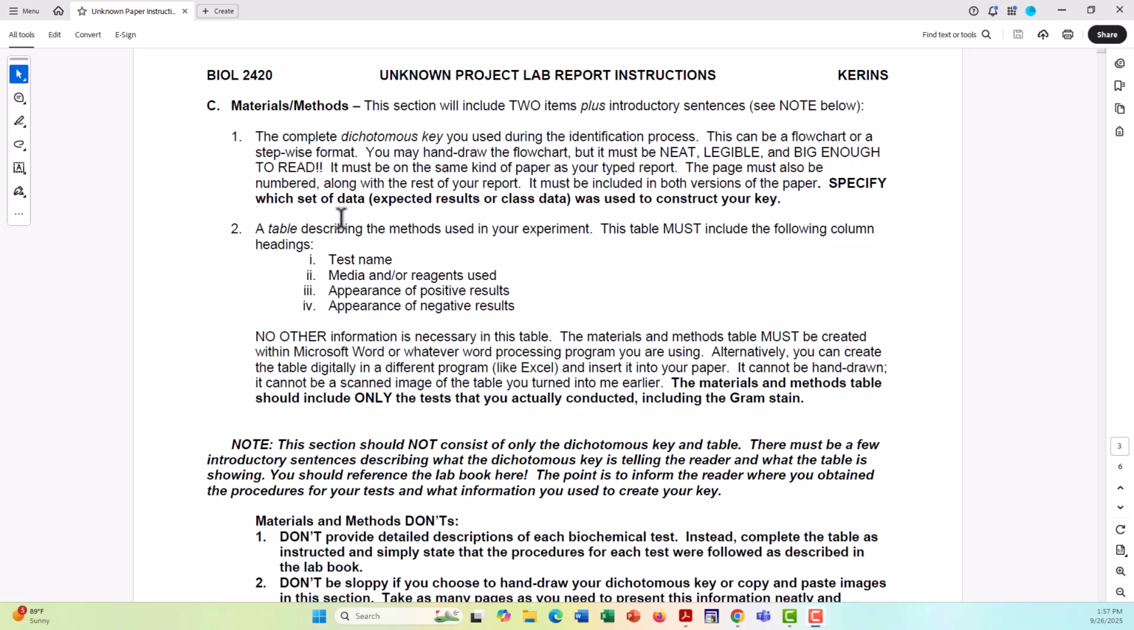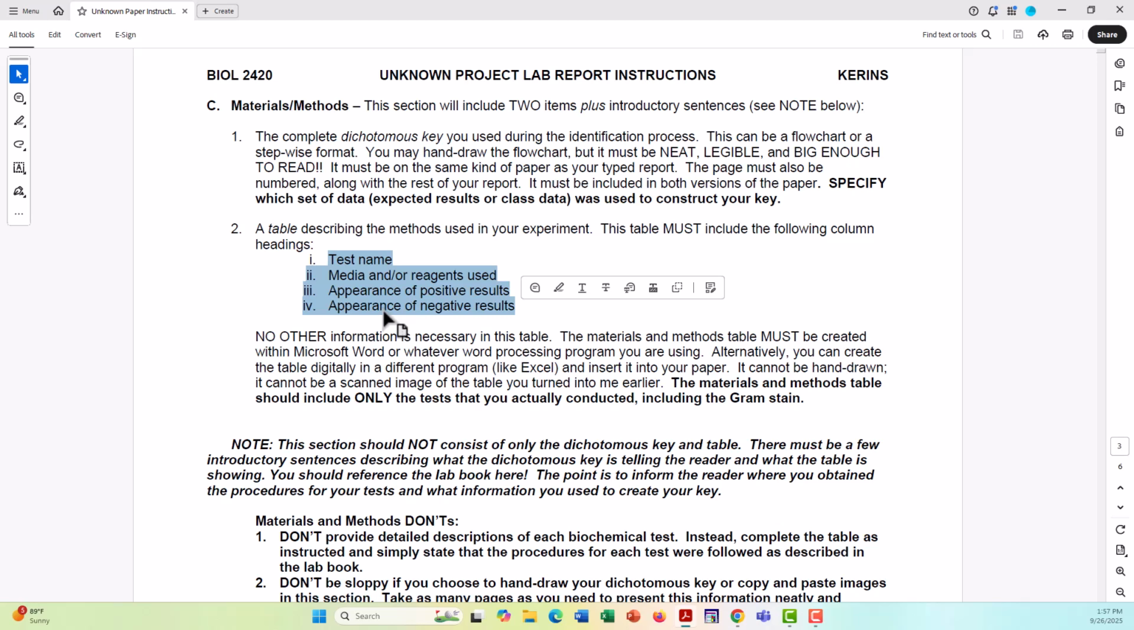The second thing that's going to be included in this document is your materials and methods table. I want very specific headings on this table, and this should look very familiar. I want the name of the test that you did, the media and/or the reagents that you used to conduct that test, what positive test results look like for that test, and what negative test results look like for that test. Please note that we are not talking about what results you got. We are talking about just in general.